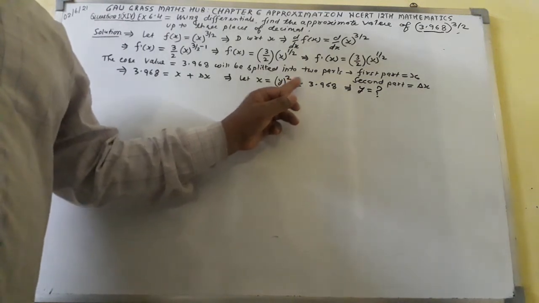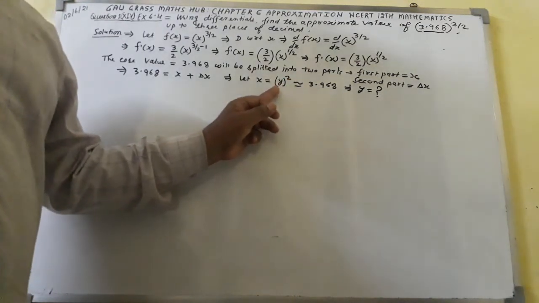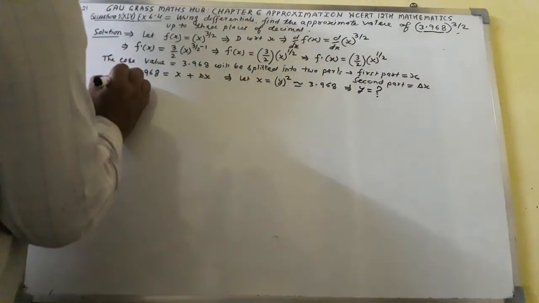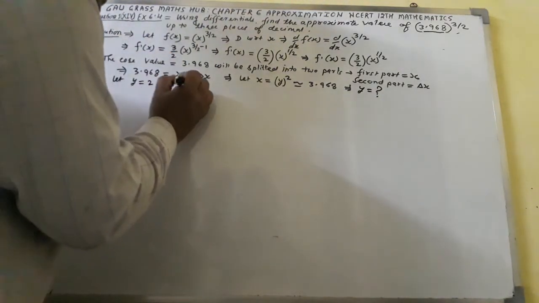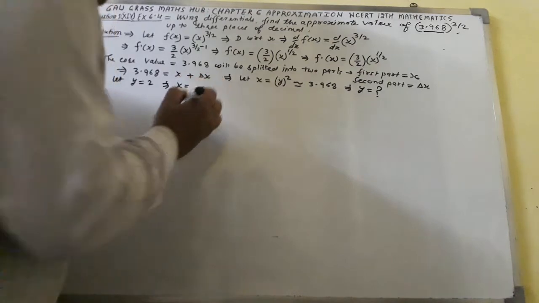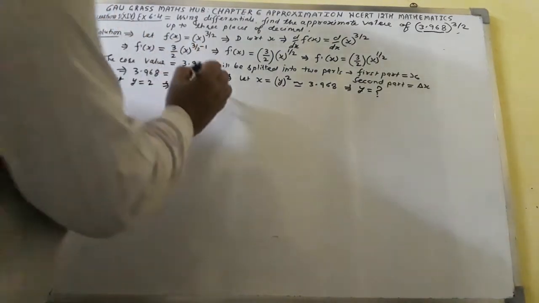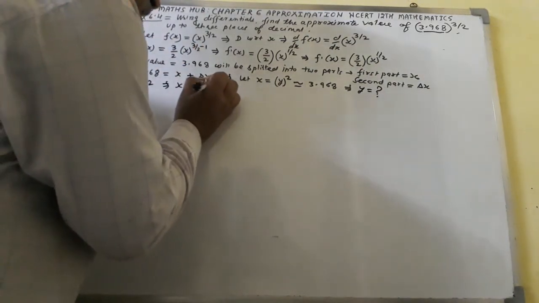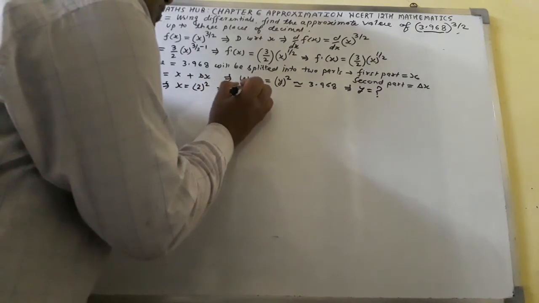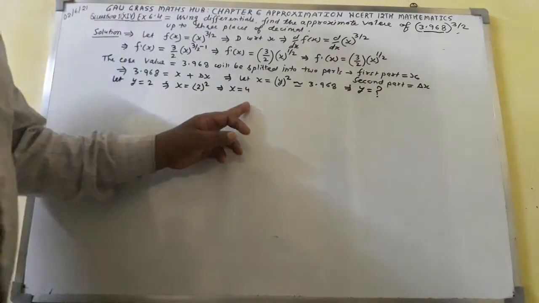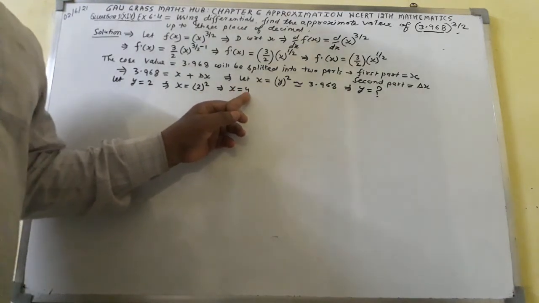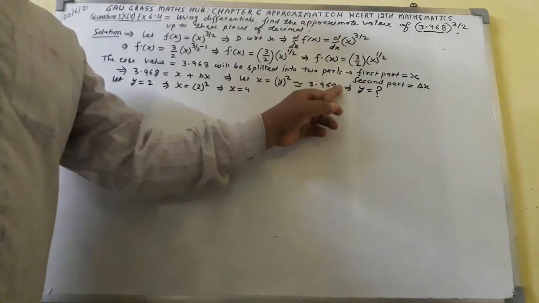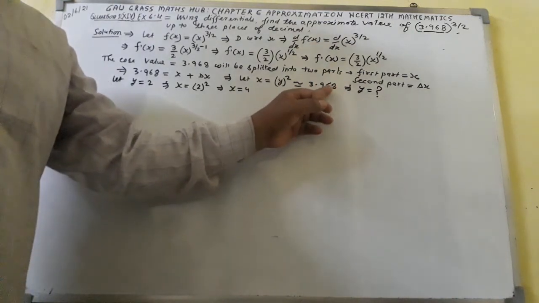Whole square is there, approximately 2. Here I shall write let y equal to 2. Then x equals, put the value of y equal to 2. So here you will get 2 whole square, implying that x equals 4. Or here you can get x equal to 4 approximately 3.968.